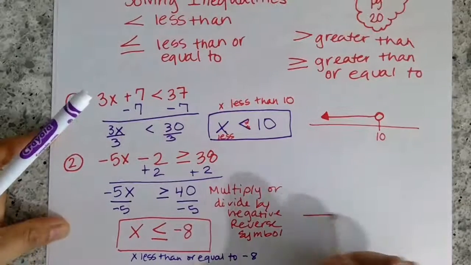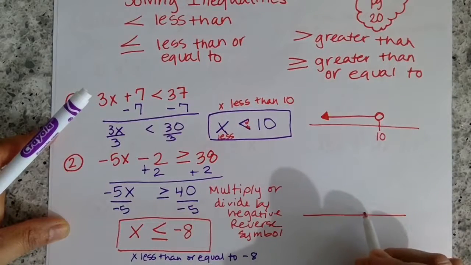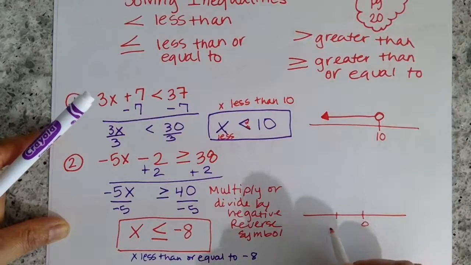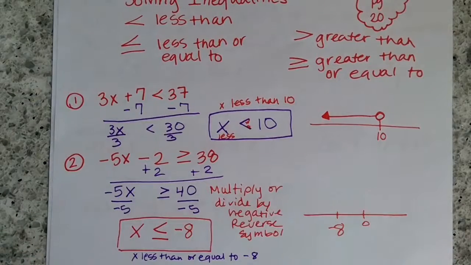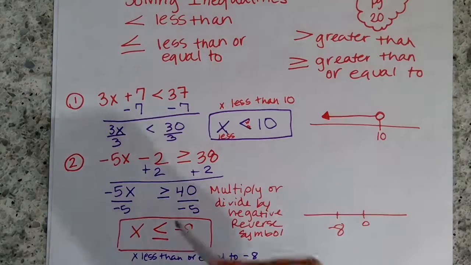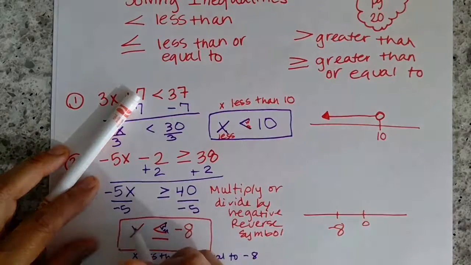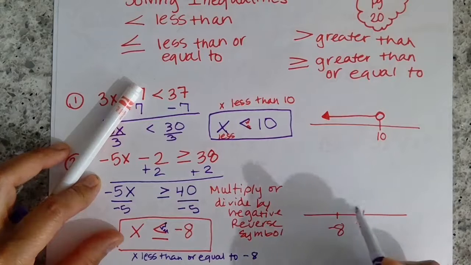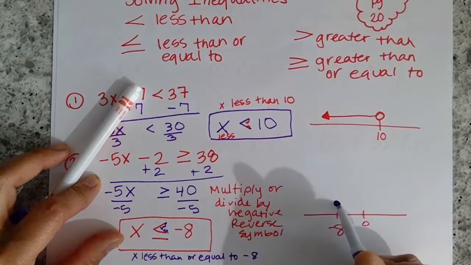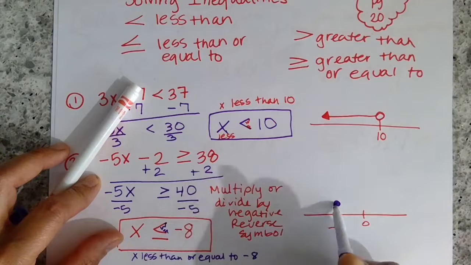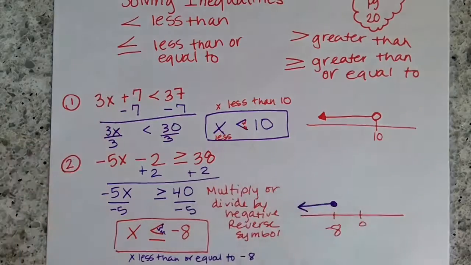So it's going to be the same thing. So we plot it at, maybe we can do 0 and do -8. And again, in this case, do the alligator teeth. It's the same as the top one. -8 is greater, so x is smaller. So this is a closed circle at -8. And you're shading to the left.